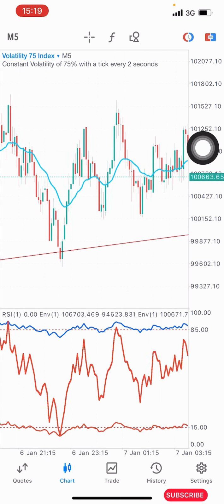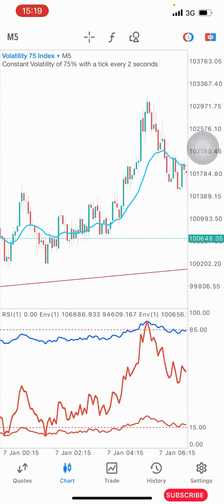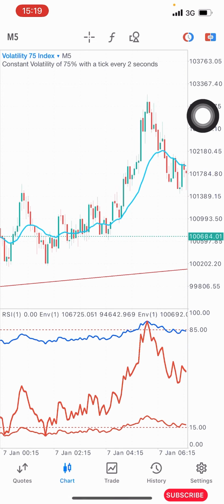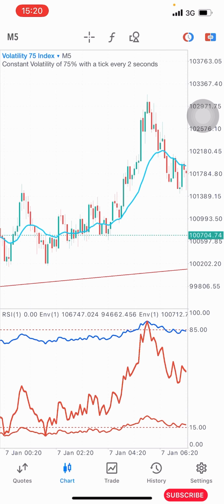All right, and you can see price bought massively to the upside. So that is what I want you guys to take note of. It's a very good strategy and it works very well on volatility 75 index on the 5-minute time frame. Okay, because this is a scalping strategy, so I want you guys to take note of this.